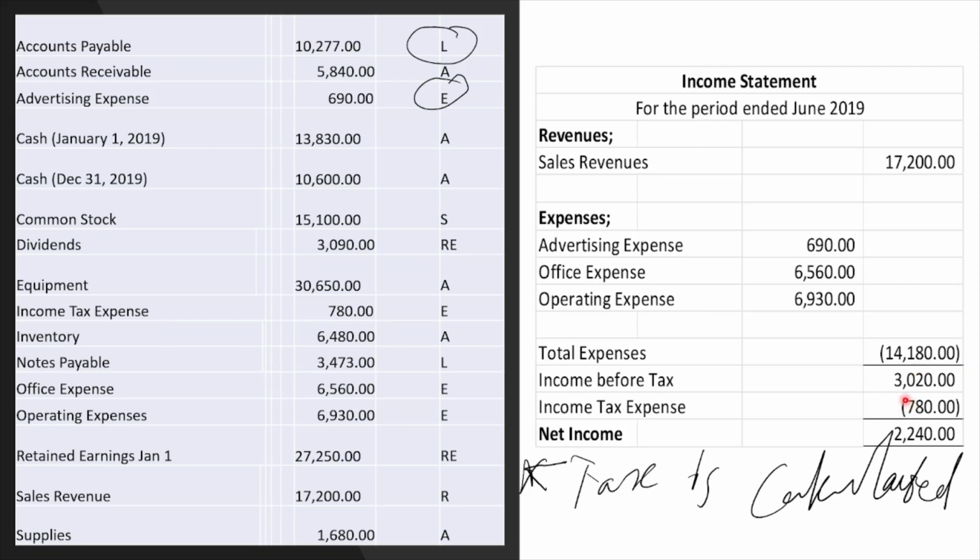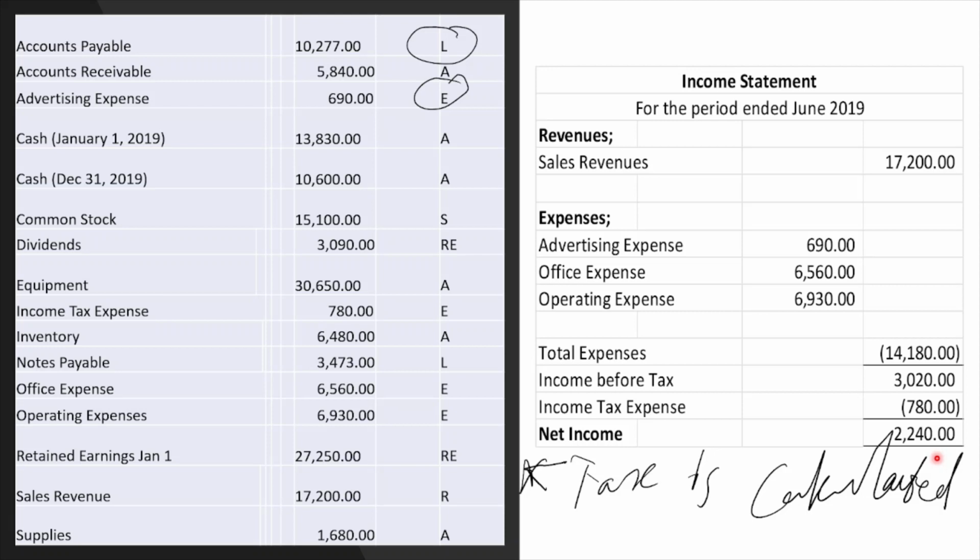And then we have our income tax expense, which is given to us. This is it. E, 780, income tax expense is given to us. Mostly, you have to calculate it. And then you deduct it, and you have your net income. So our net income in this case is positive. That's why I put this note here. Tax is calculated. But in this case, we are given, we use what we are given. $2,240. Good.